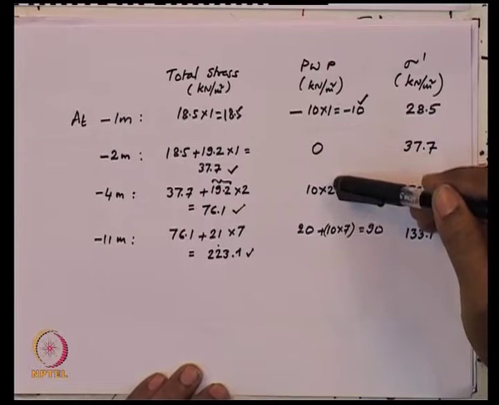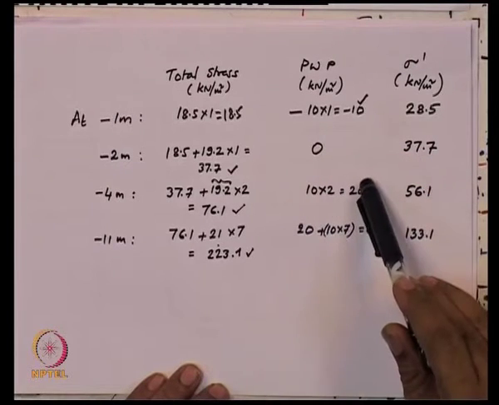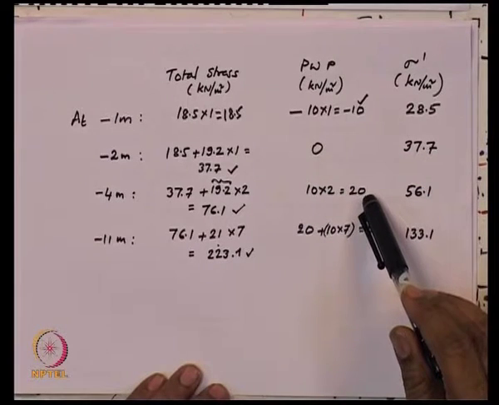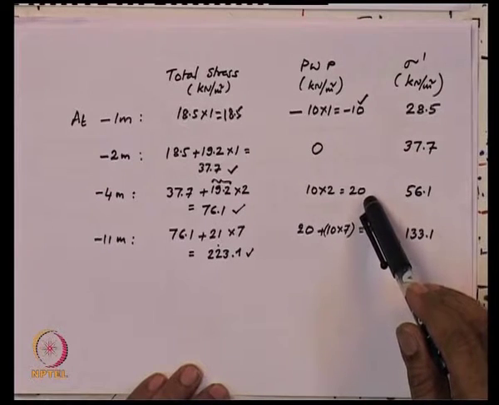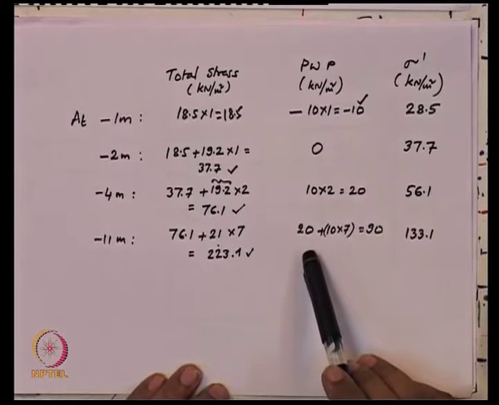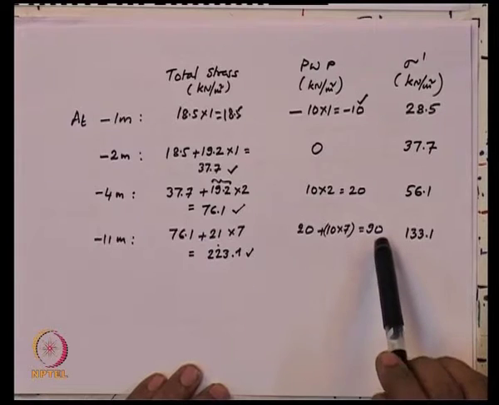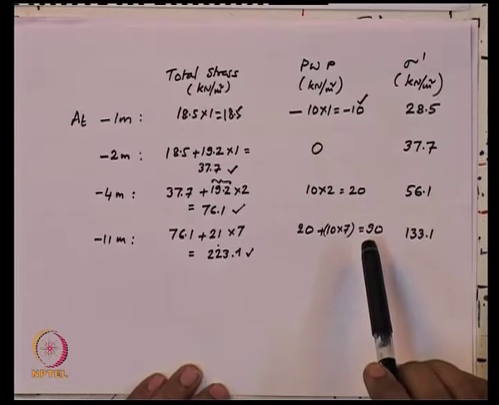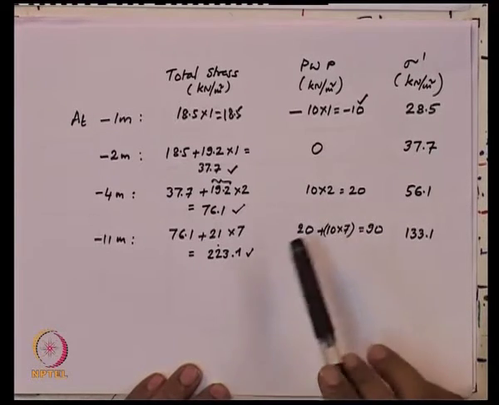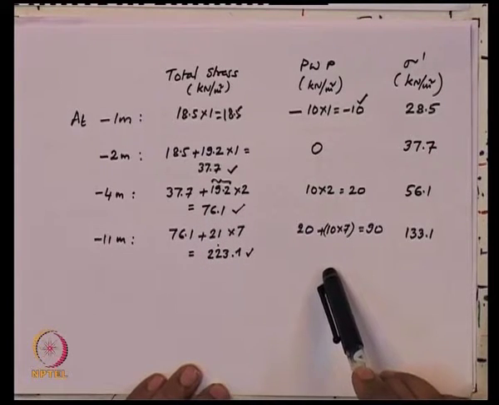When you go down below the groundwater table, say 2 meters below, at -4 meters, which is nothing but level 3-3, what we see here is 10 into 2, that is 20 kilopascals or 20 kilonewton per meter square. When we have -11 meters, that is 20 plus 10 into 7, that is 90 kilopascals or kilonewton per meter square. So this we have got as total stress, and this we have got as pore water pressure.